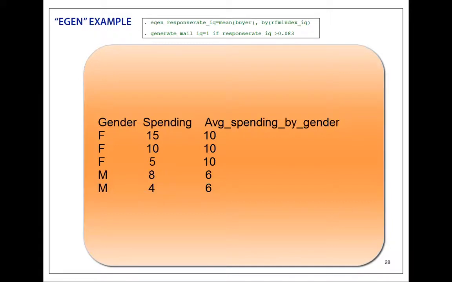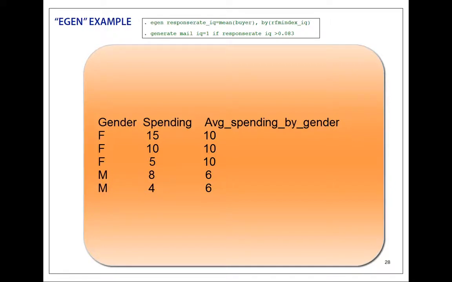So the egen command, what we will do is calculate an average spending by gender. I will write egen average spending equals to mean parenthesis spending, comma, by parenthesis gender. In this case, egen will calculate the mean among the 3 females, which is $10, and assign this $10 to the new variable named average spending by gender for these 3 females. So all 3 females have the same $10 as this new variable value.